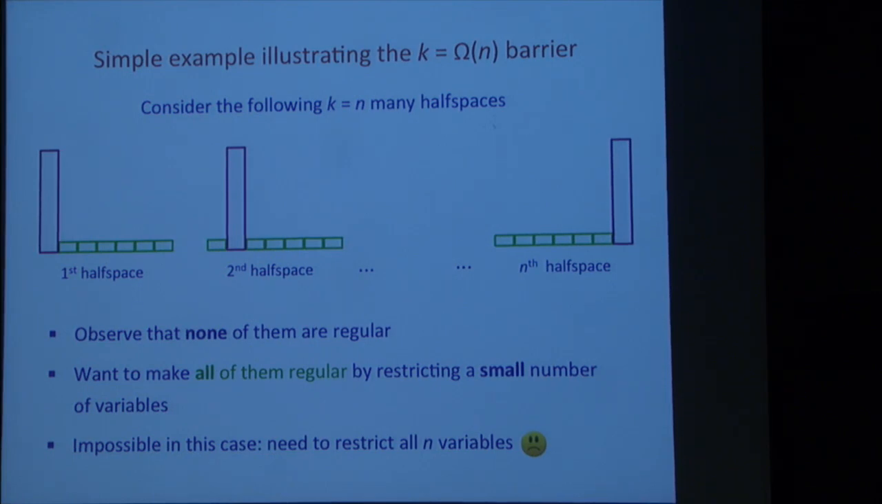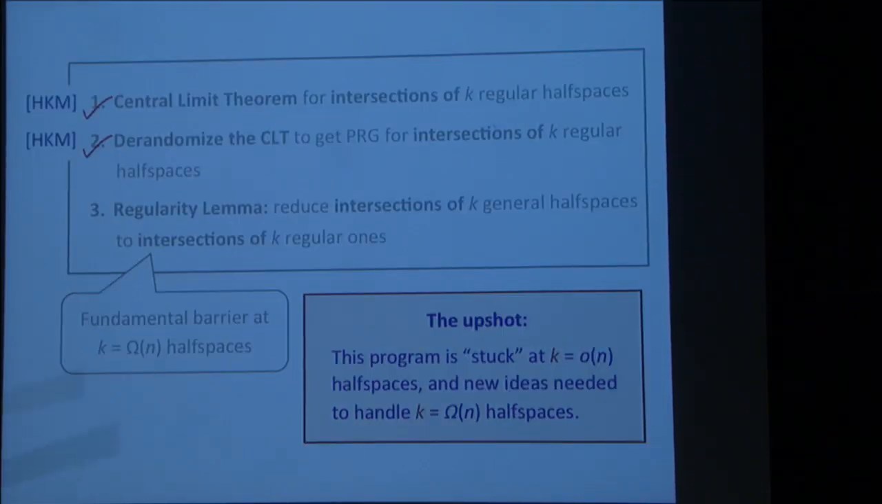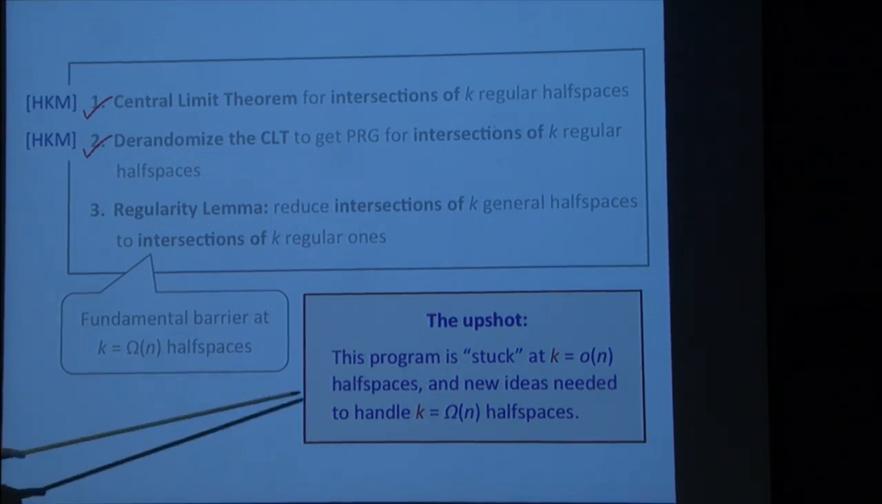And I'm also explaining why Harsha, Klivans, and Meka ended up with the result that they did. They had their central limit theorem with a great dependence on K. They de-randomized it with a great dependence on K. But it doesn't seem like there's a way to take the last step and have the regularity lemma type part of the argument go through with a polylogarithmic dependence on K. There seems to be some kind of barrier here, so you have to do something different.